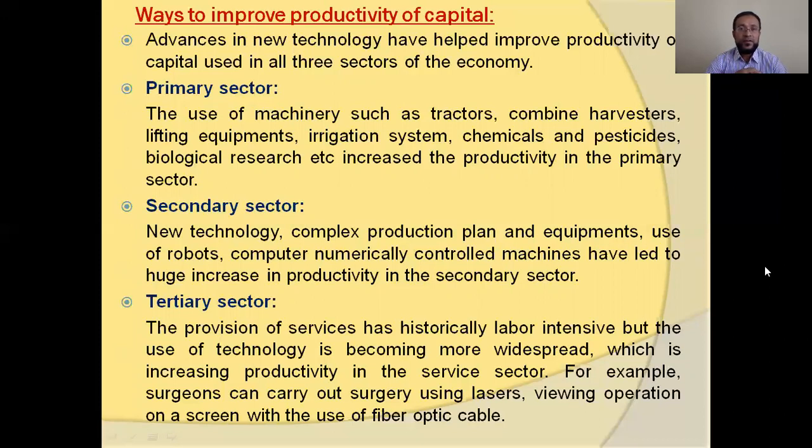Now the tertiary sector. The provision of services has historically been labor intensive, but the use of technology is becoming more widespread, which is increasing the productivity in the service sector. For example, now surgeons can carry out surgery using lasers, viewing operations on a screen with the use of fiber optic cable. So this is also capital, advanced improved capital, which increased the service in the tertiary sector.